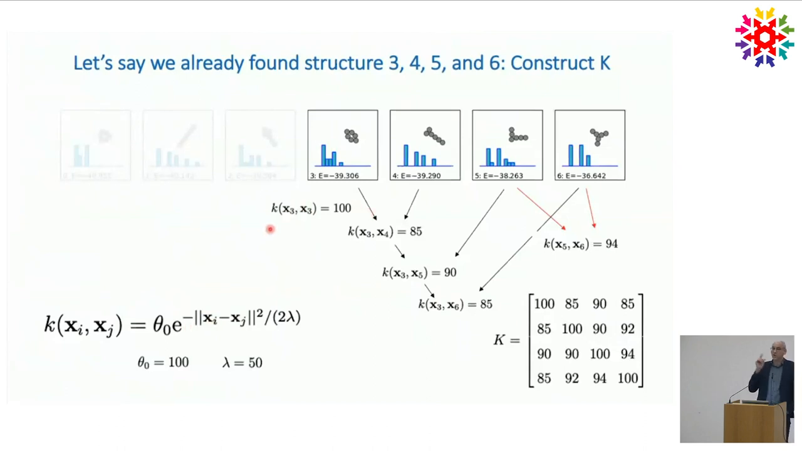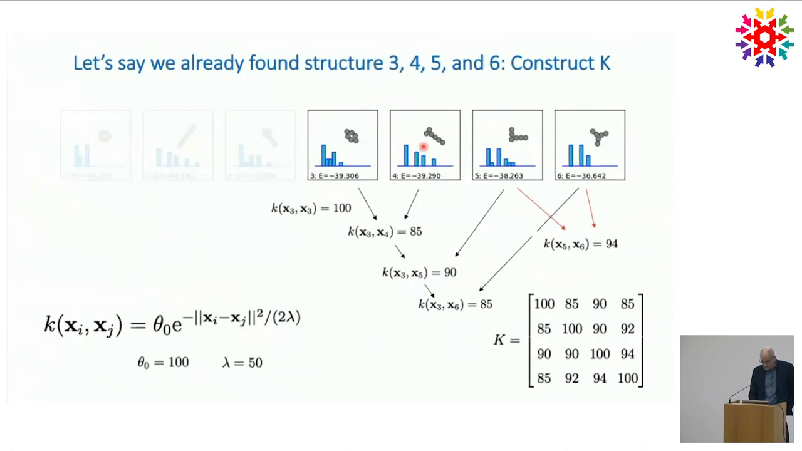So that's one kernel element. How similar is it to its neighbor here? Well, then you have to evaluate the distance between these two descriptors. And since they are not fully overlapping here, there'll be some distance, and when you put it in here, it will decay your kernel away from the 100. And with these particular cases here, it ends up being 85% similarity between these two structures.